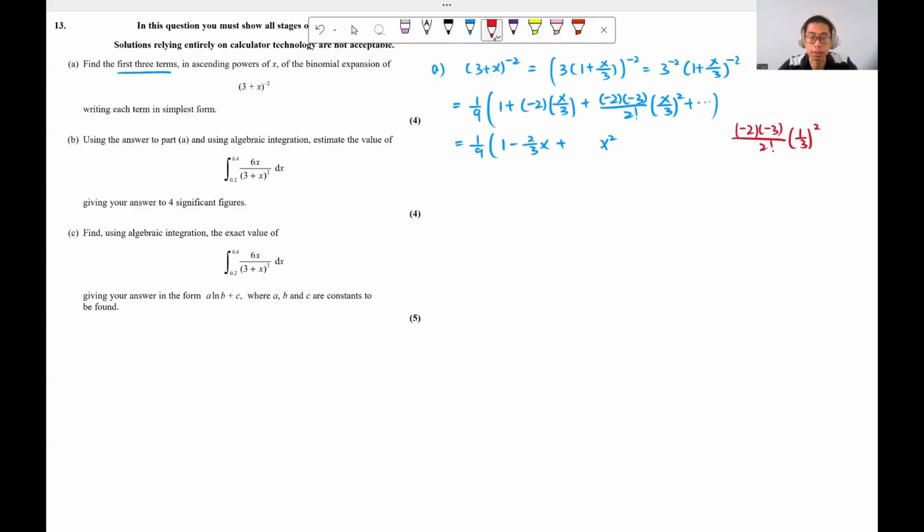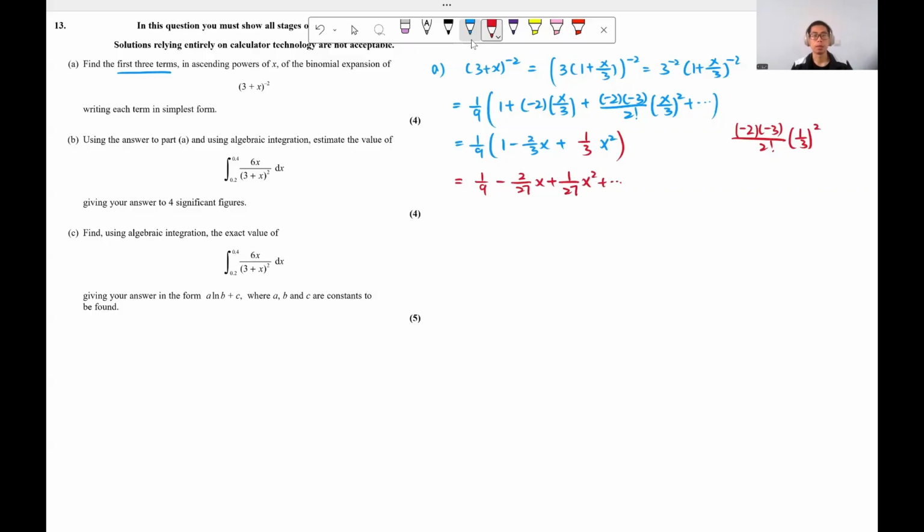So brackets negative 2 times brackets negative 3 over 2 factorial, and then times 1 over 3 squared. That would be just 1/3. And then multiplying them out will give us the final answer for part A. So that would be 1/9 minus 2/27 x plus 1/27 x squared.